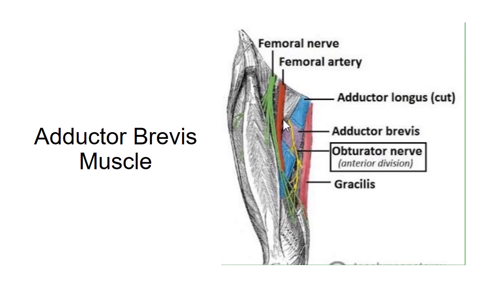As you can see here, this purple muscle is adductor brevis muscle. This is anterior division of obturator nerve, which passes anterior to this muscle. This relationship is very useful in identifying the muscle during dissection and in anatomical cross sections.